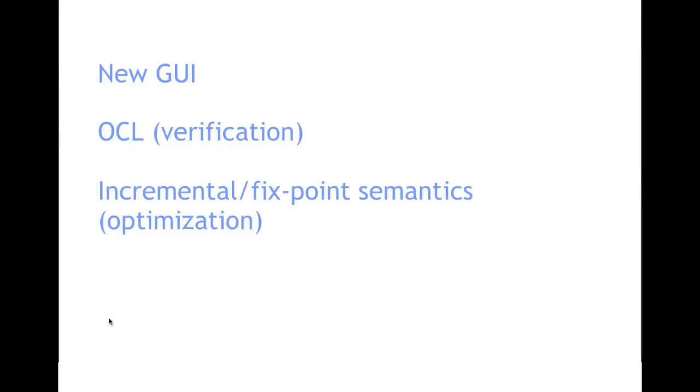As a summary, the Barcelona engine incorporates a graphical editor, the OCL language that helps the verification, and the incremental or equivalent of fixed point semantics which contributes to optimization.